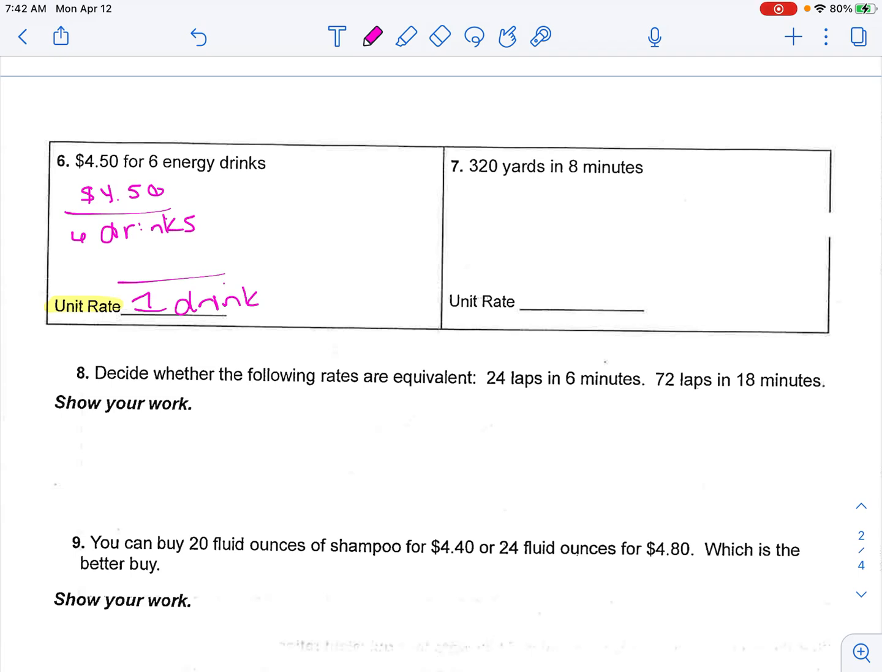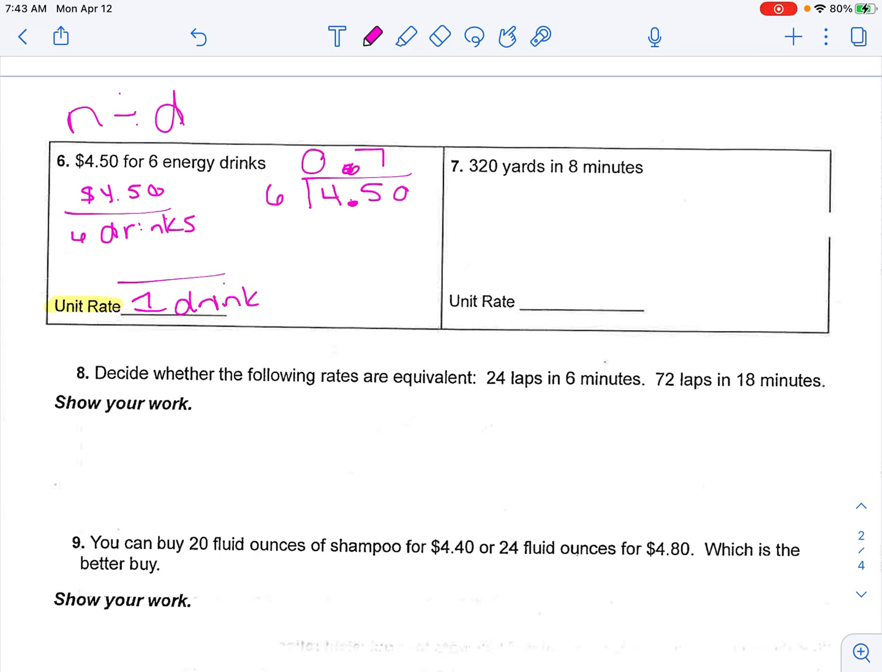Anytime I'm asked to find the unit rate, I go ahead and label my 1 something on the bottom so I don't forget. Now we're going to do division. Remember, to find the unit rate, it's numerator divided by denominator, just like we've been doing for weeks. So $4.50, don't forget my decimal, divided by 6 drinks. Since there's no decimal in the divisor, this decimal is going to go straight up.